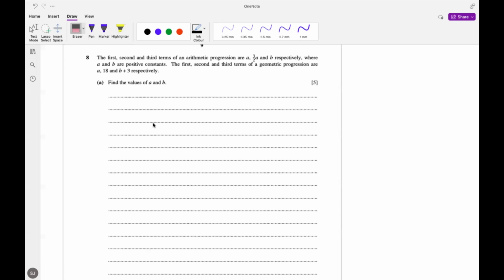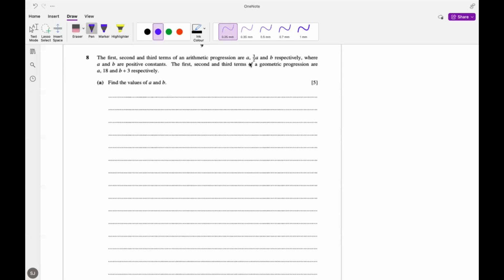In question 8, the first, second, and third terms of an arithmetic progression are a, 3 upon 2a, and b, where a and b are positive constants. The first, second, and third terms of a geometric progression are a, 18, and b plus 3. We have to find the values of a and b.